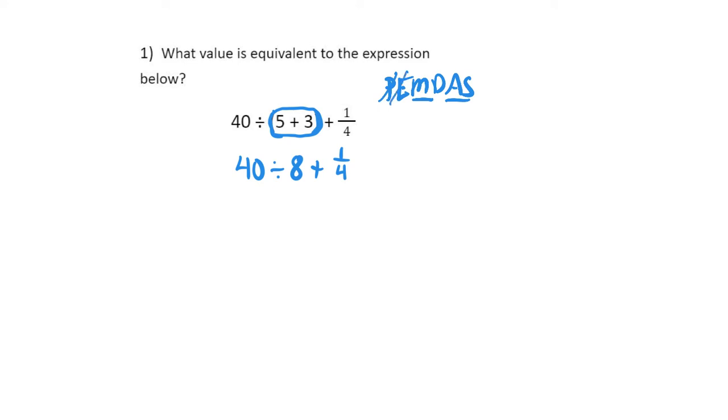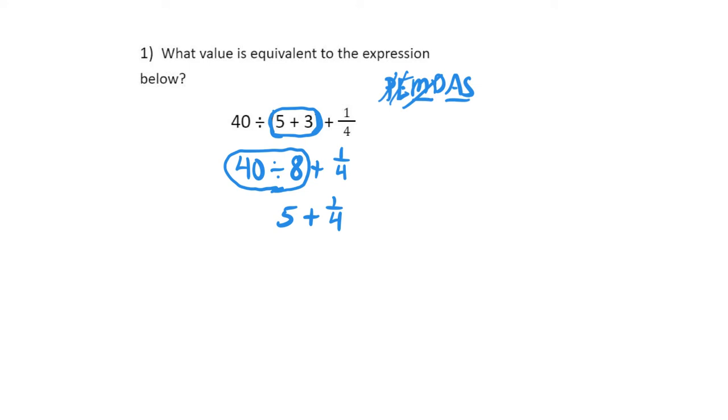Multiply, divide, we have division right here. So we pull both numbers. We're going to do 40 divided by 8. Well, 8 times 5 equals 40, so that's 5 plus 1/4. So multiply and divide is done. Now we're down to add, subtract, only one thing left to do, 5 plus 1/4.